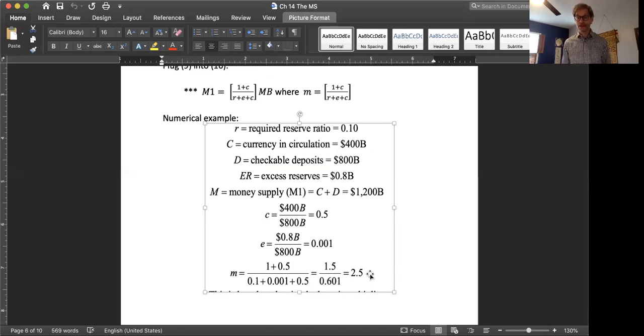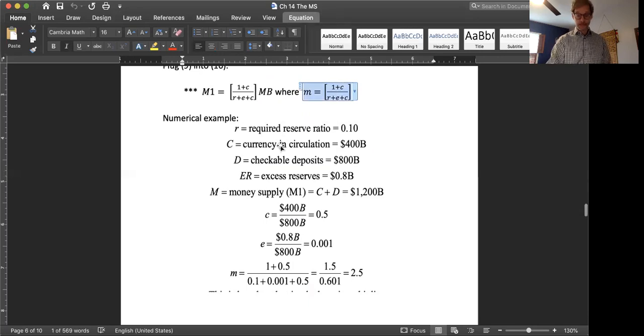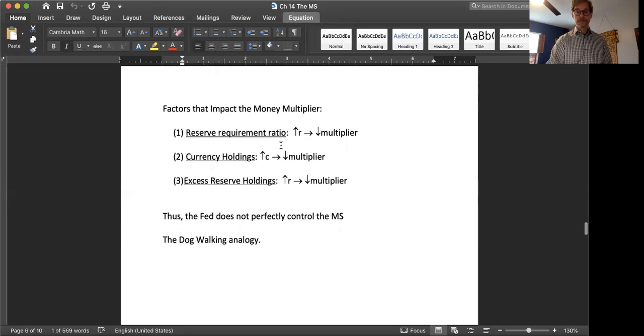Having said that, does the Fed have perfect control over the money supply? No, because the Fed doesn't control this money multiplier. Specifically, notice the things that change the money multiplier. The reserve requirement ratio, little r. The Fed does control this. This is the part of the money multiplier the Fed does control. If the Fed would raise the reserve requirement ratio, it would lower the size of the money multiplier.